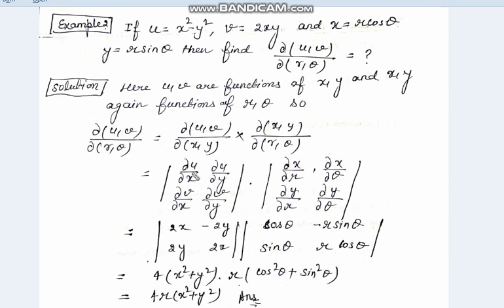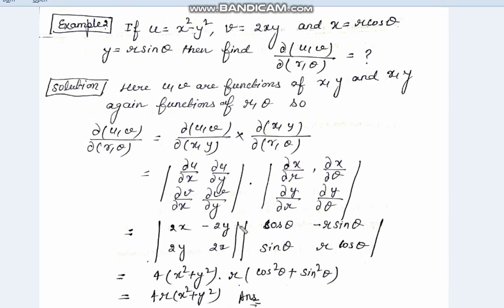So first of all we will partially differentiate u with respect to x. From here we get 2x, and when we partially differentiate with respect to y we get minus 2y. Similarly, when we partially differentiate v with respect to x we get 2y and then 2x. From here x is equal to r cos theta, so when we partially differentiate x with respect to r we get cos theta, and when we partially differentiate with respect to theta we get minus r sin theta. Similarly here the partial derivative of y with respect to r is sin theta, and the partial derivative of y with respect to theta is equal to r cos theta.